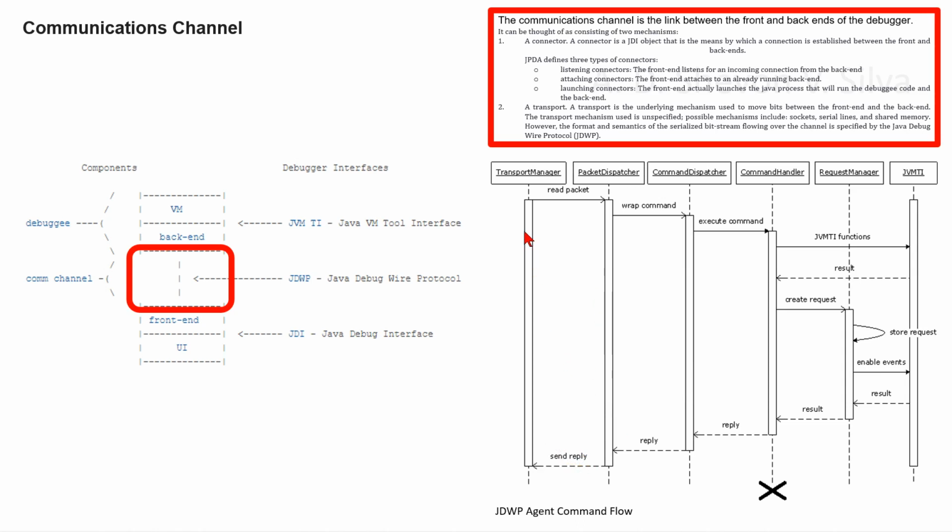One, the transport manager reads the packet and forwards it to the packet dispatcher. Two, the packet dispatcher wraps the packet with the command wrapper and forwards it to the command dispatcher. Three, the command dispatcher reads the header of the command packet to identify the JDWP command type, creates an instance of the corresponding command handler and passes the packet to the handler for execution.